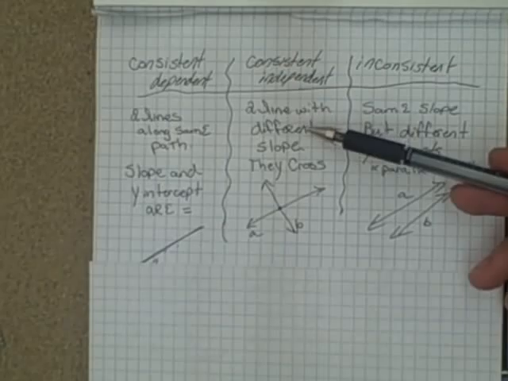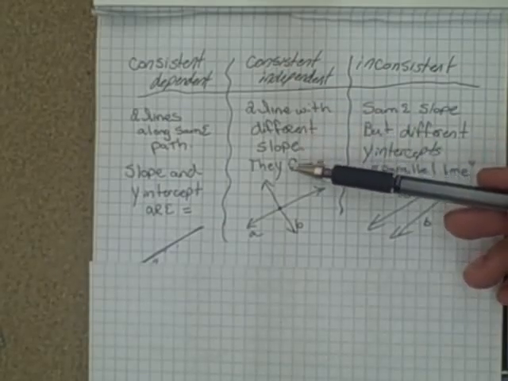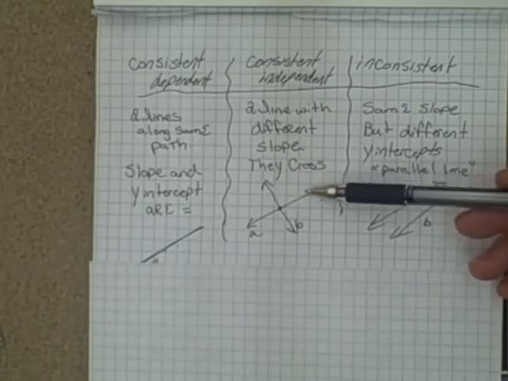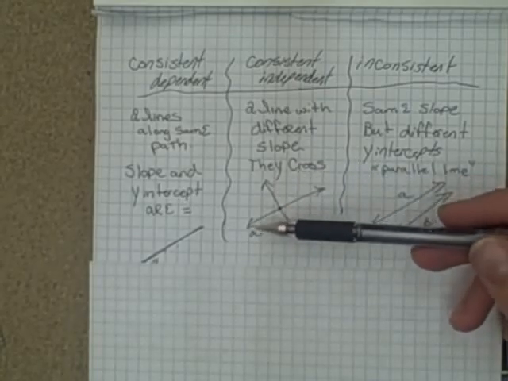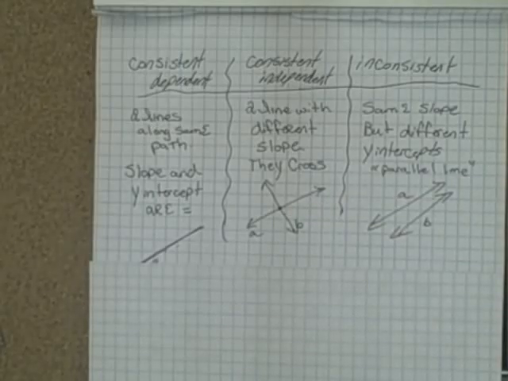The other type of line is the consistent independent type. And this is two lines that have different slopes. That means that because their slopes are different, they will eventually cross each other. So a good example is like the X pattern that you see here. And they have one solution only.